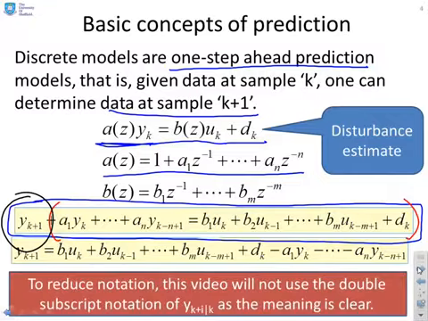Now, you'll notice that we've not used the double notation form that was described in the previous video, because largely it's going to be pretty obvious when we're talking about prediction, so we'll keep the notation as simple as possible.